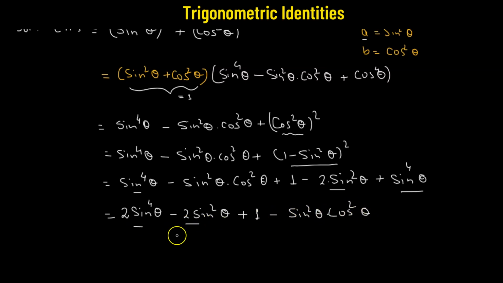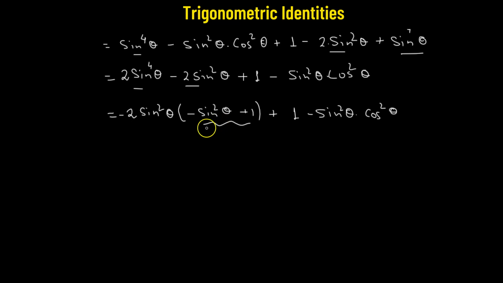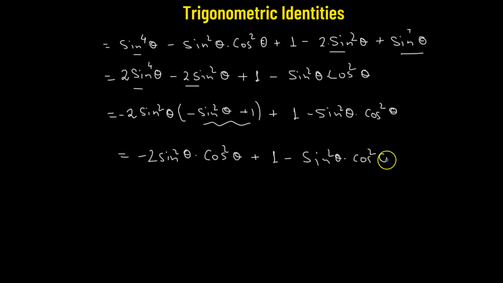Now we can combine the first term and the second term by taking negative 2 sine squared theta as the common factor. So we have negative 2 sine squared theta. If we take it common, we're going to get negative sine squared theta plus 1, plus we have 1 minus sine squared theta times cosine squared theta. Here again we have 1 minus sine squared theta, which can be replaced with cosine squared theta. So we have negative 2 times sine squared theta times cosine squared theta plus 1 minus sine squared theta times cosine squared theta. Right.